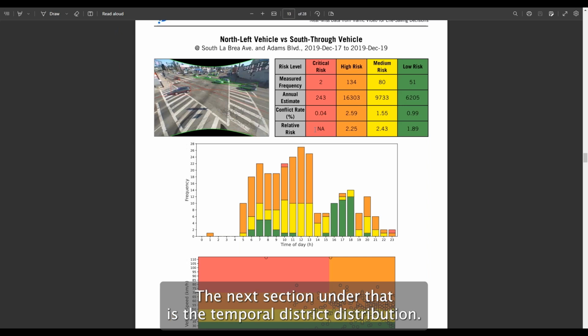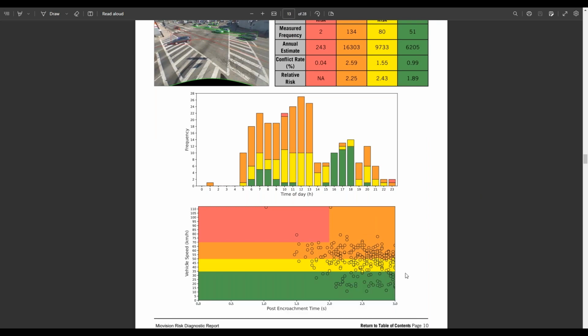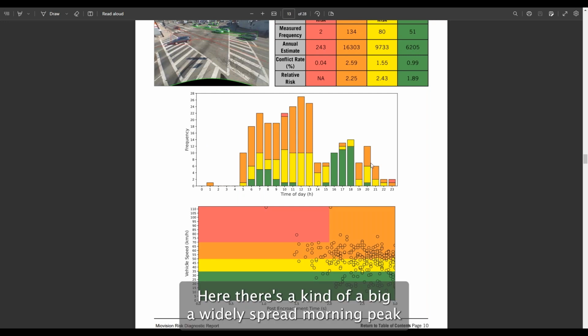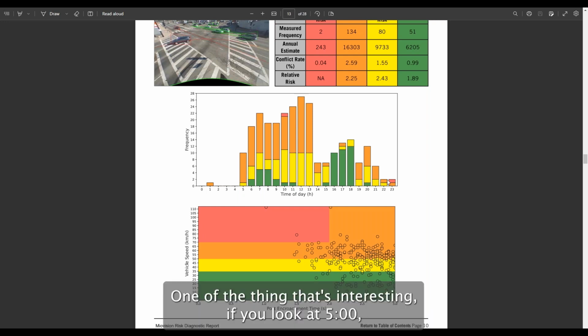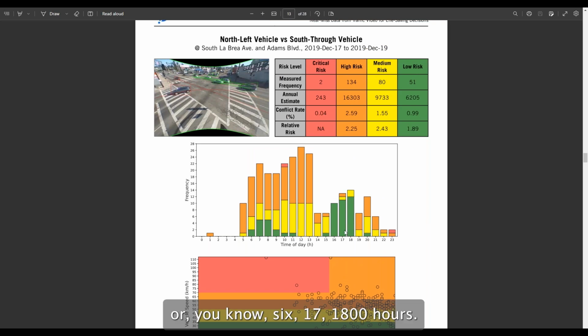The next section under that is the temporal distribution. So you see when during the day these events are happening, and whether the severity profile changes during the day. Interesting here, there's a widely spread morning peak and then a more narrowly spread PM peak. One of the things that's interesting, if you look at 5 o'clock, there's a bit of a peak at 4, 5, 6 o'clock, or 16, 17, 1800 hours. And even though there's a moderate peak in frequency, it goes to the really low severity level.